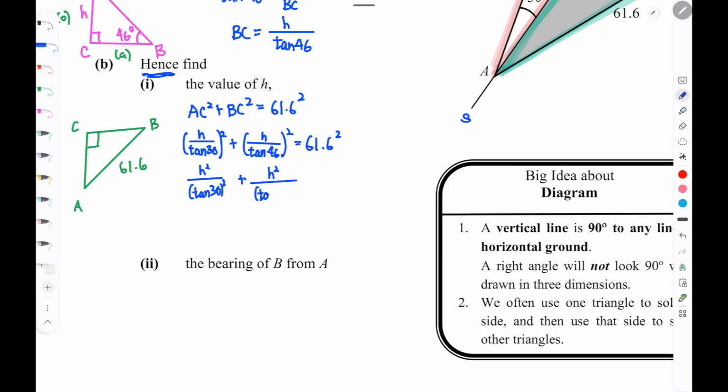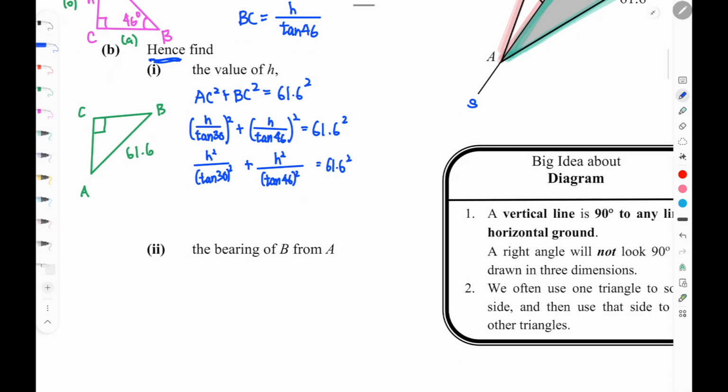Over tangent 46 squared equals 61.6 squared. Sorry, 61.6 squared. From here I will factorize my h squared out, so it looks something like this: 1 over tangent 30 whole thing squared plus 1 over tangent 46 squared. My right side is still unchanged, so it's 61.6 squared.